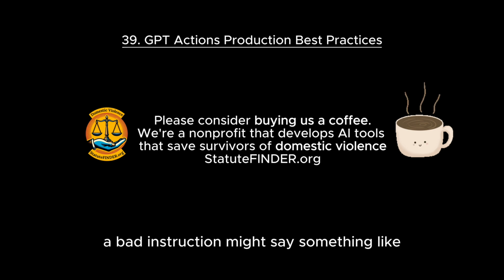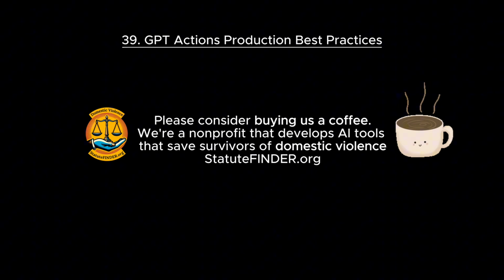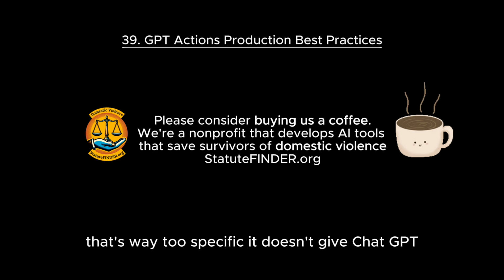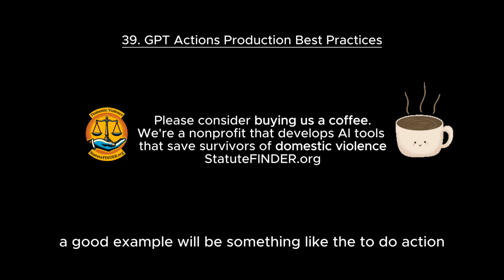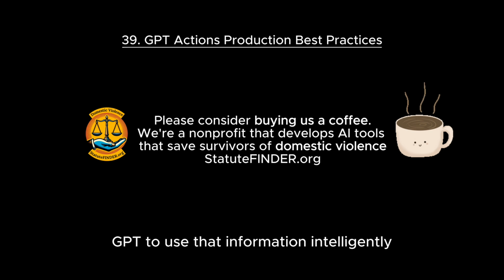Exactly. So, for example, a bad instruction might say something like, whenever the user mentions a task, ask if they would like to use the to-do action to add it to their to-do list. Right. That's way too specific. It doesn't give ChatGPT any room to make its own judgment. A good example would be something like, the to-do action can add, remove, and view items on a user's to-do list. So you give ChatGPT the information it needs without trying to control its every move. So provide clear, concise information, but then trust ChatGPT to use that information intelligently.